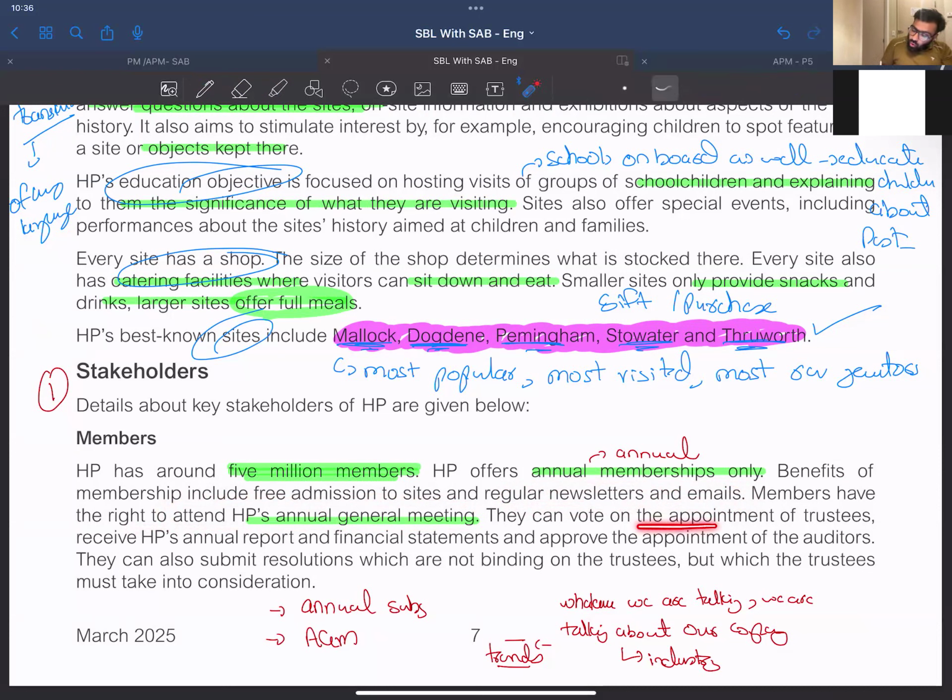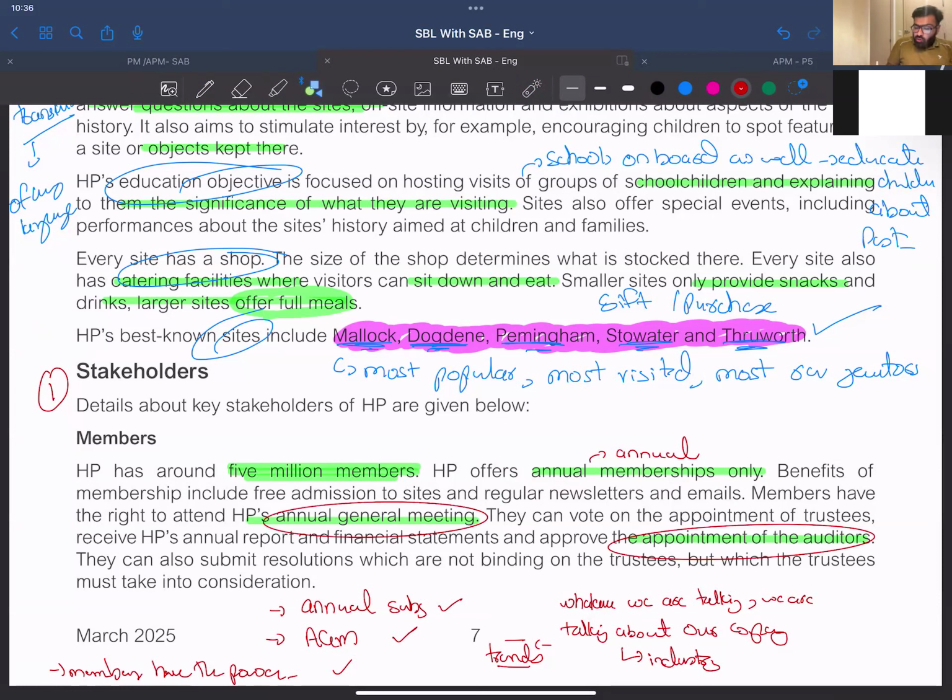Now they can vote on the appointment of trustees, receive HP's annual report and financial statements, and approve the appointment of auditors. So members have the power, guys. What I read from here is that members have the power. If you're a member of Historic Places, you have the power to appoint the auditor, you have the power to be in the AGM, and you're going to be getting regular newsletters and emails. So you are kind of a powerful person. If members unite, that means you guys are powerful.